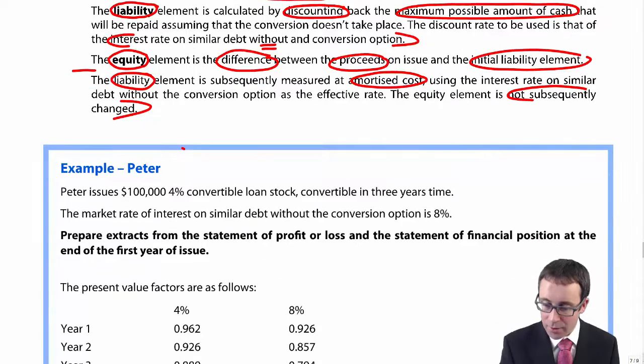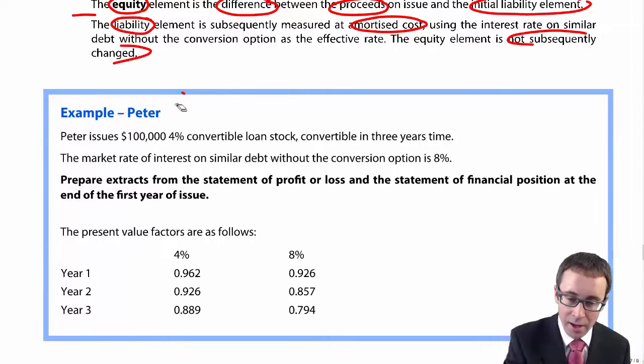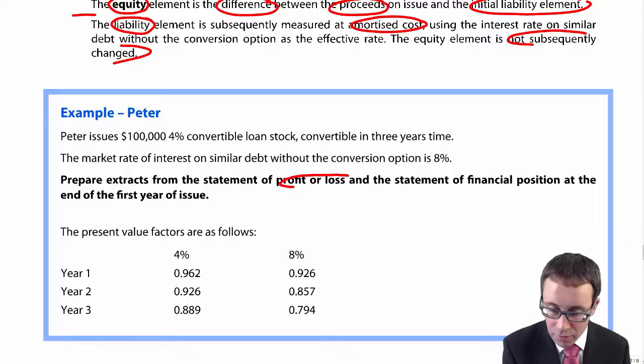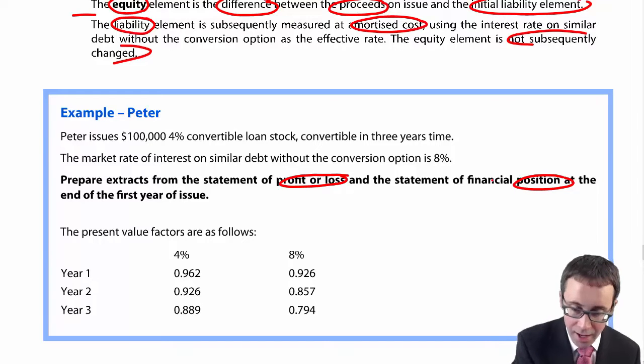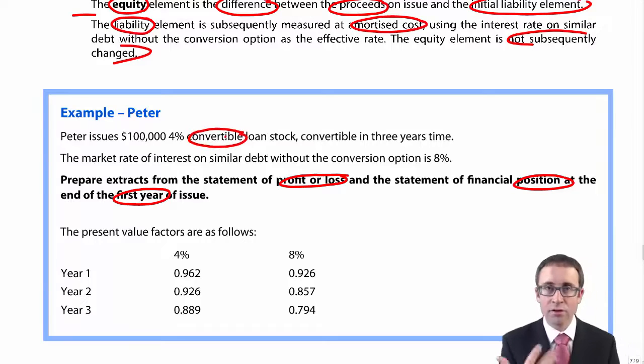Let's have a look at the example that you've got just underneath. Is it referred to as Peter? Okay, and what it wants us to go through and do is it wants us to prepare extracts from your statement of profit or loss, your position, at the end of the first year of issue. So it's not looking at just the initial recognition, but also the subsequent recognition. Okay. So what have we got? It says Peter issues $100,000 of 4% convertible loan stock. So that's important. It's convertible. If it's convertible, we're in the world of split accounting, aren't we? And it's convertible, is it in 3 years' time?